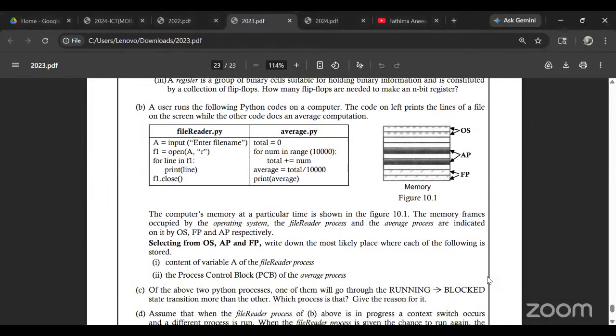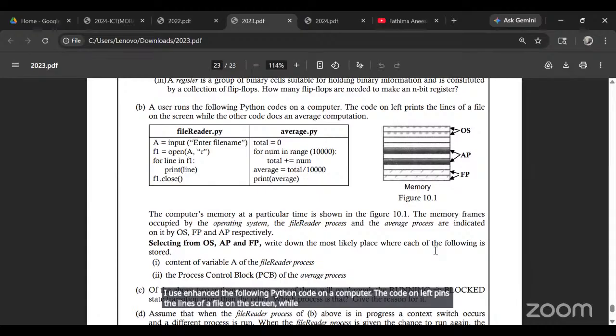Now, a user runs the following Python code on a computer. The code on the left prints the lines of a file on the screen while the other does an average computation. Now the computer's memory at a particular time is shown in this figure. The memory frames occupied by the operating system, the file reader process, and the average process are indicated on it by OS, FP, AP respectively. Selecting from OS, AP and FP, write down the most likely place where each of the following is stored.